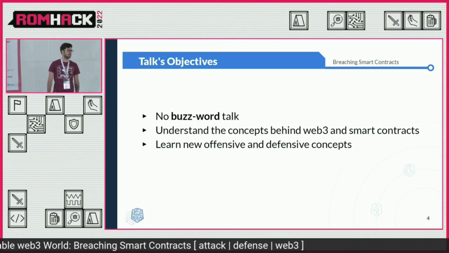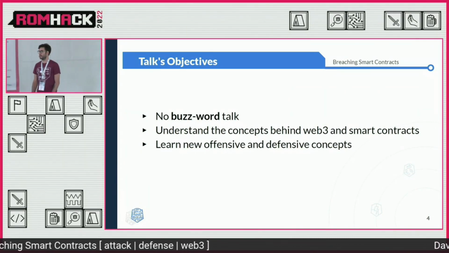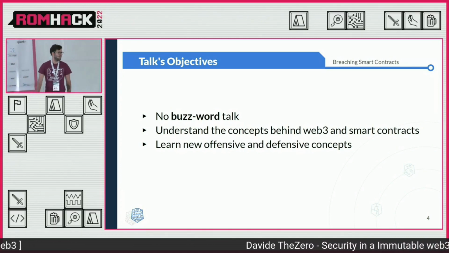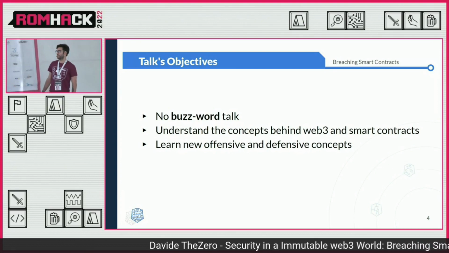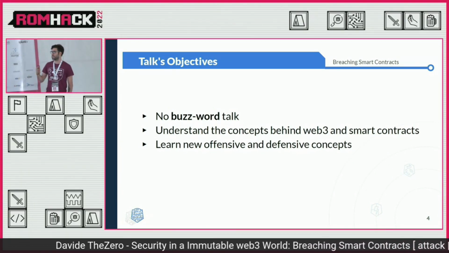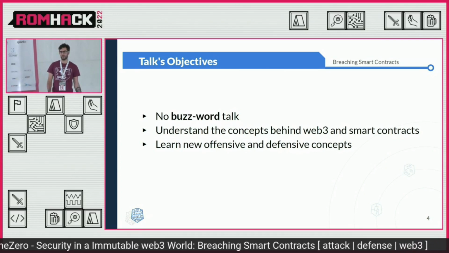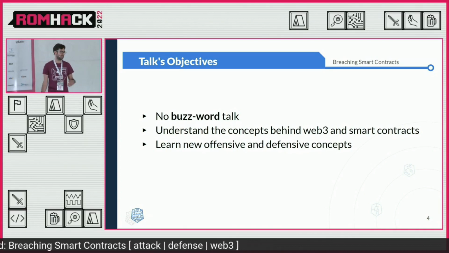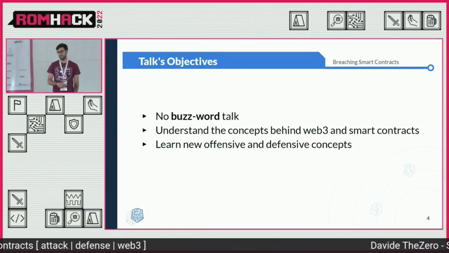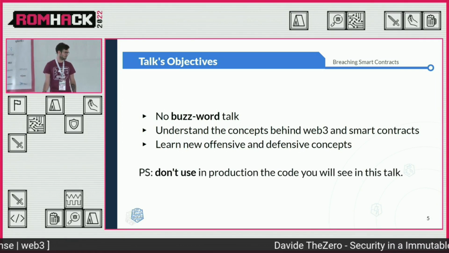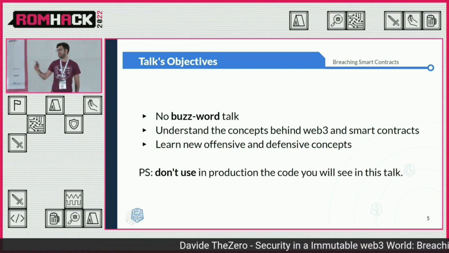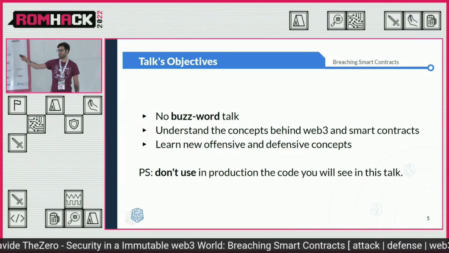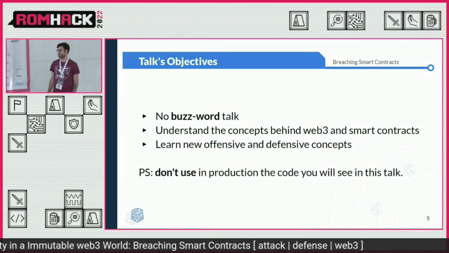So some disclaimers. This will not be a buzzword talk. I will not try to sell you Shielder coin in an ICO. Instead, the objectives of the talk are to understand the concepts behind Web3 and smart contracts, and to learn new offensive and defensive concepts, both for security researchers and developers. And please don't use the code that you will see in the slides in production, because it's not safe, it's not reviewed, and you shouldn't do it.